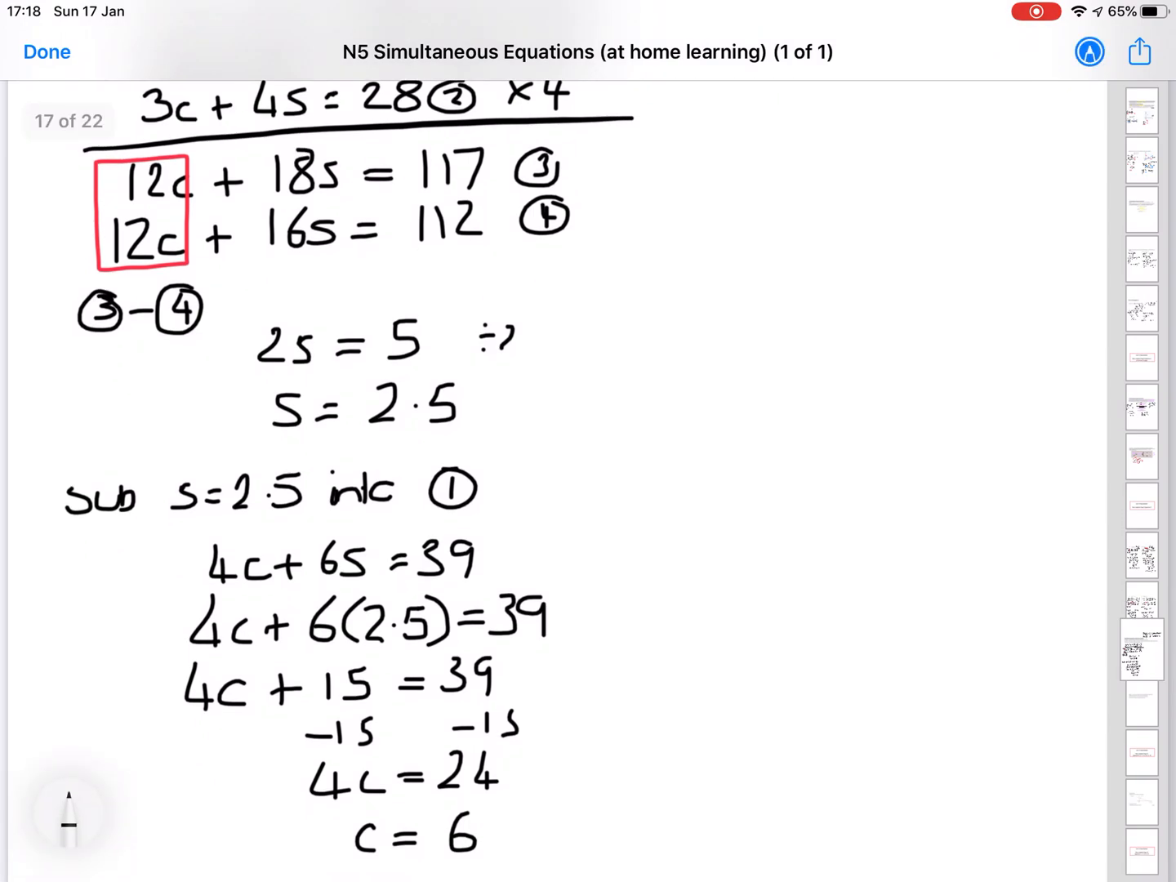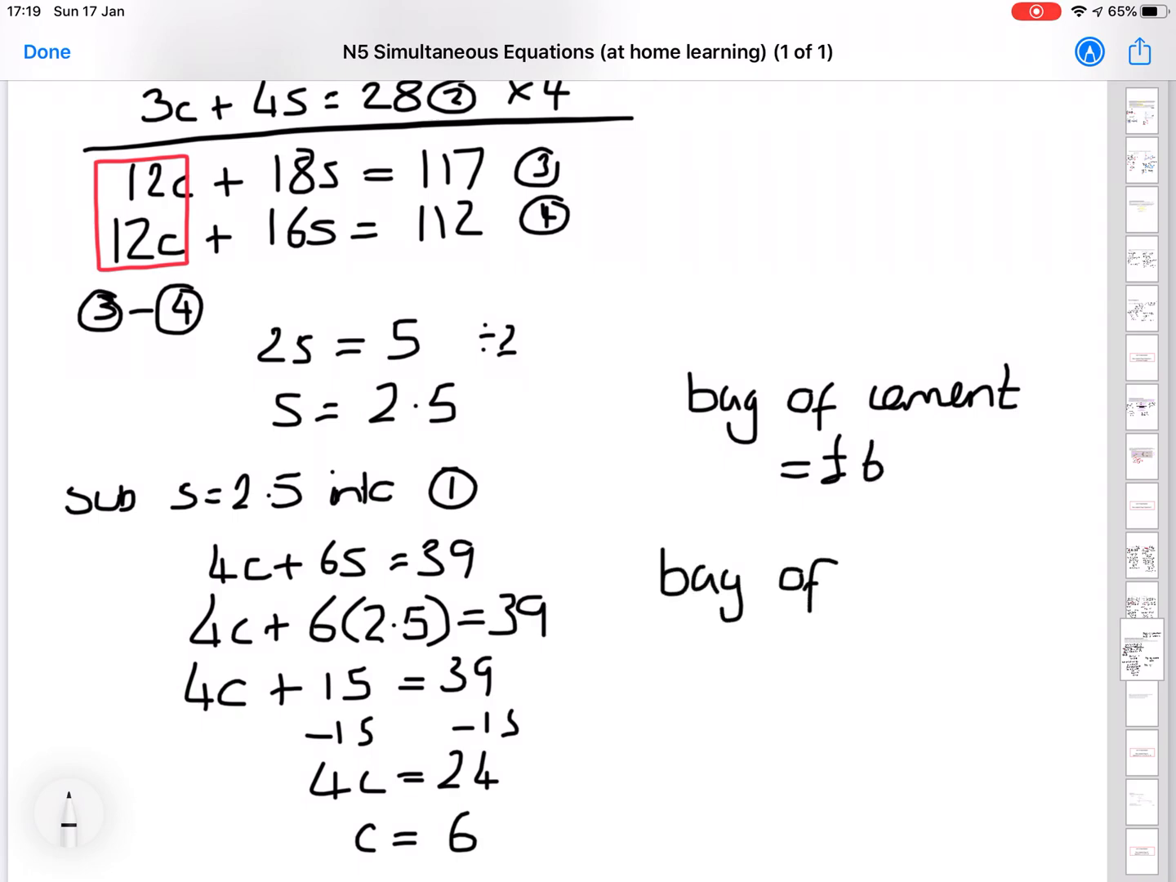So you would just make sure that you write this out in terms of a cost. So we would write here, bag of cement. Well, that would be £6 because it's a cost. And then bag of sand. Now that's 2.5, so in terms of money, £2.50.